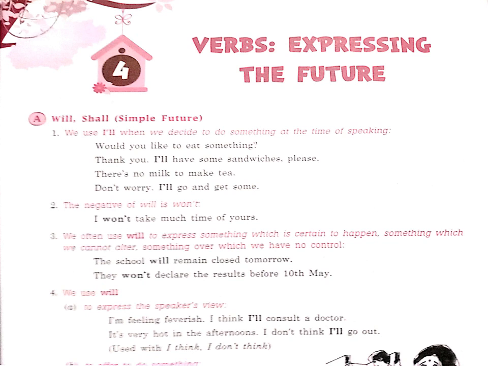We often use will to express something which is certain to happen, something which we cannot alter. Alter means, students, change. We cannot change. Something over which we have no control. The school will remain closed tomorrow. That means there is no control and this will happen, sure. They won't declare the results before 10th May. That's sure, no control. So things will go in the future or will not, right? Things on which we don't have control will come under simple future.